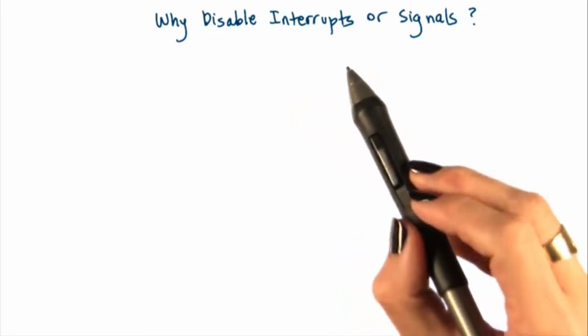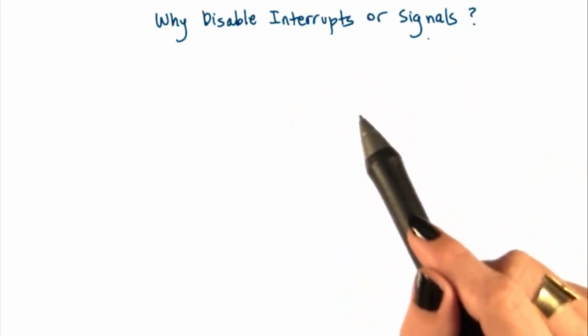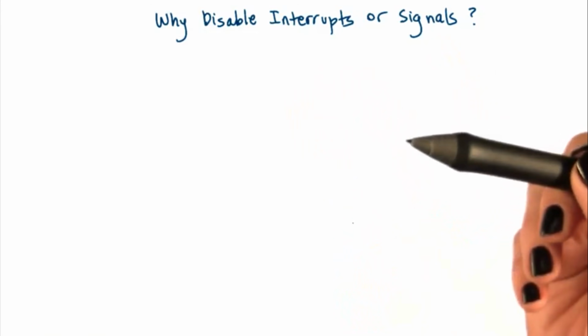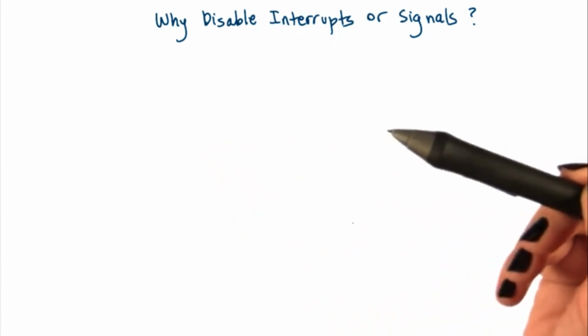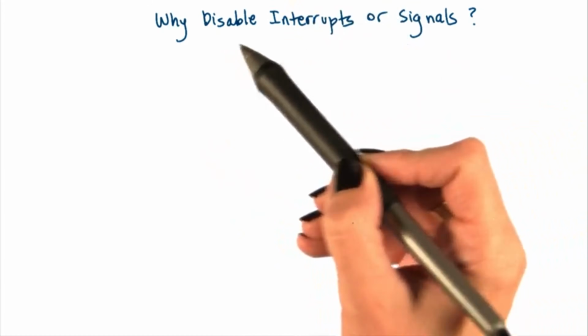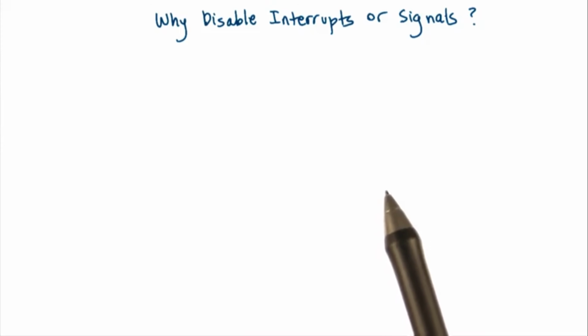There is a problem with both interrupts and signals in that they're executed in the context of the thread that was interrupted. This means that they're handled on the thread's stack and can cause certain issues that will lead us to the answer of why we should sometimes disable interrupts and signals.